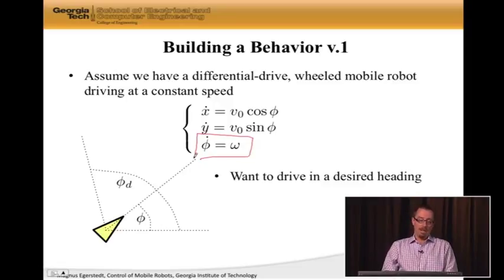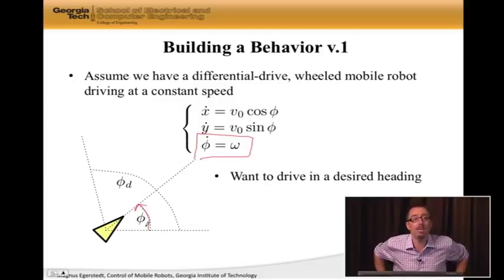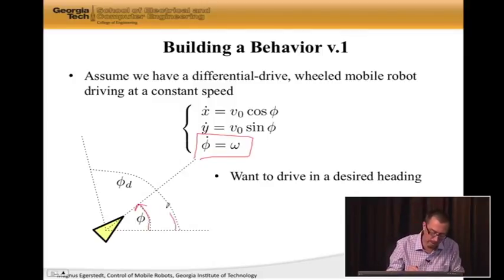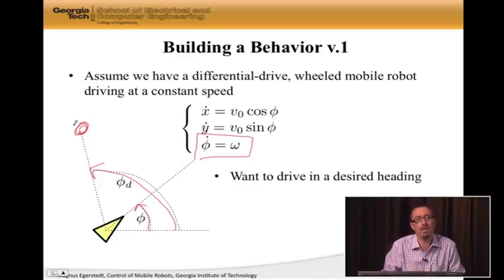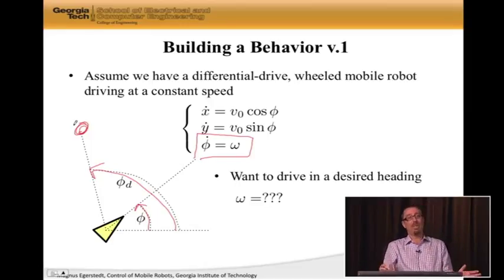Okay, so let's say that we have our yellow triangle robot. It's a unicycle or differential drive robot. It's headed in direction phi, so this is the direction it's in. And for some reason, we have figured out that we want to go in this direction, phi desired, or phi sub d. Maybe there is something interesting over here that we're interested in. So we want to drive in this direction. Well, how should we actually do this? Well, phi dot is equal to omega. So our job clearly is that of figuring out what omega should be equal to, which is the control input. All right, so how do we do that?